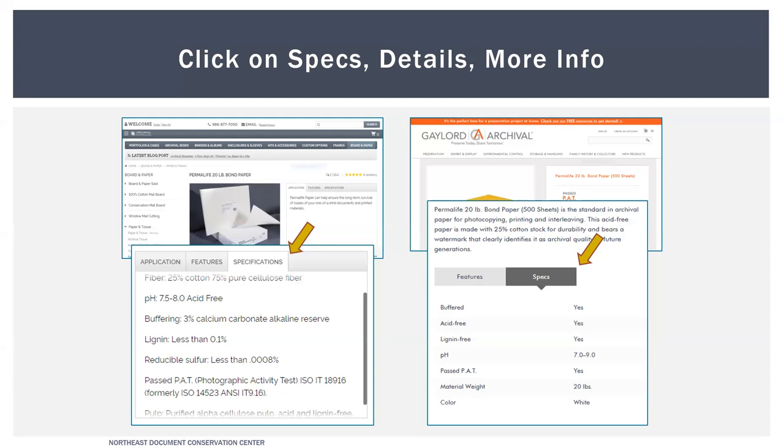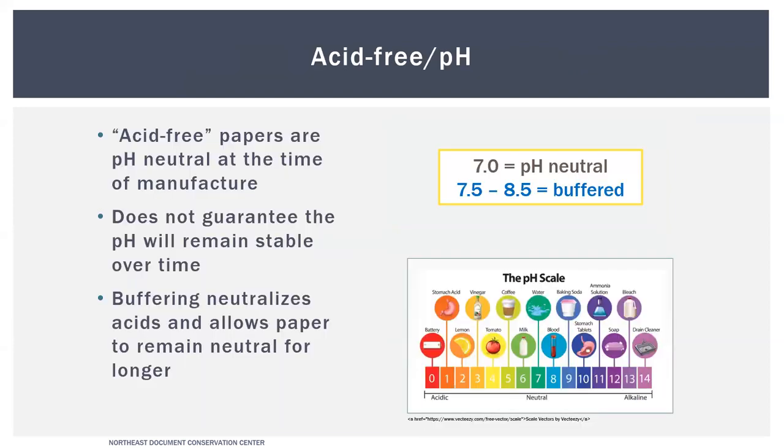And now that you've found the information about the product, how do you interpret it? Let's go through some of the commonly used terms from these descriptions. You see, all of the descriptions say the paper is acid-free. And we all have a pretty good idea that this is important, but what does it actually mean? The term acid-free can be used to market any paper that is pH neutral or slightly alkaline at the time of manufacture. But it does not guarantee that a paper will remain in the neutral pH range as it ages, which leads to the question of what would cause the pH to change over time.